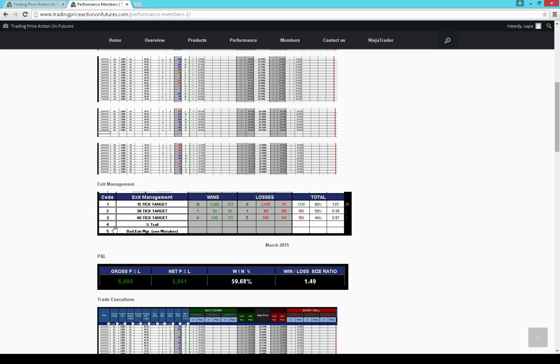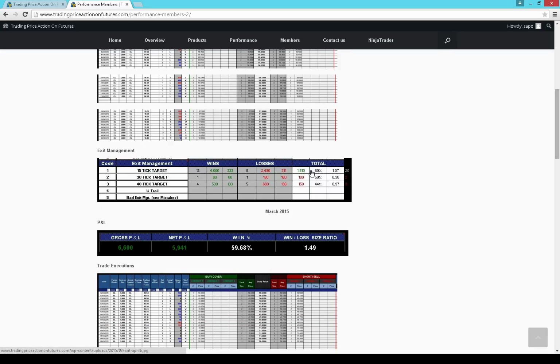Exit management for the first target was at 60%. So basically 60% of the trades went into profit. I had one trade with a 30 tick target. Sorry, two trades. So 50-50. Maybe I had to put this into that 40 tick target. The 40 tick target outcome of 44%.